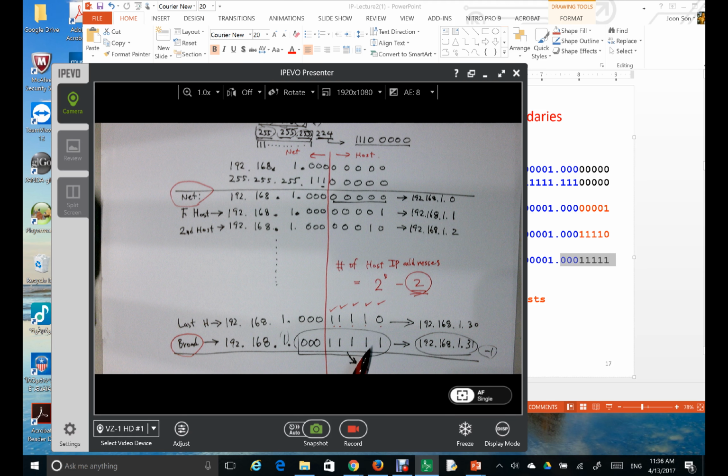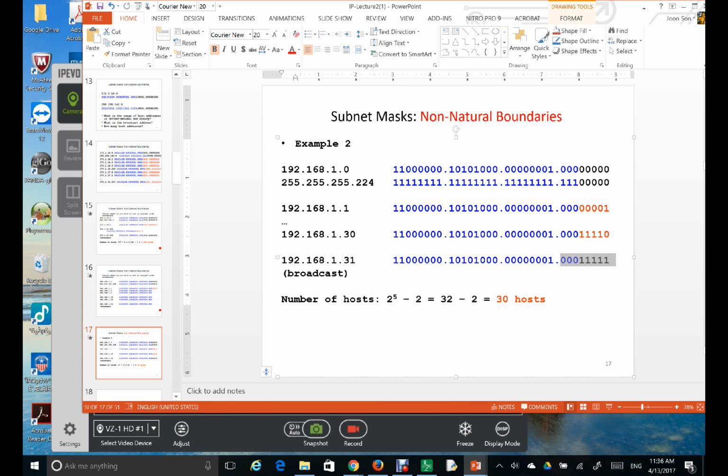Let's check the answer. Yes, 2 to the 5 minus 2, which is 32 minus 2, so 30 hosts. I mean, for the test or the quiz, this is good enough. You don't have to really compute 2 to the 5. Okay, so that's the end of example number 2. Thank you.